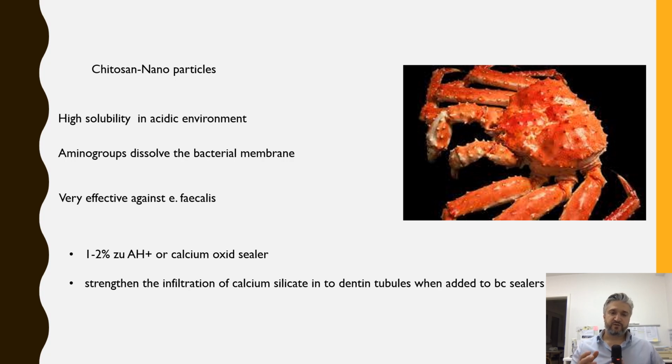This has many favorable properties if we use it with the sealer. It has high solubility in an acidic environment. It has amino groups that dissolve the bacterial membrane, and it is very effective against Enterococcus faecalis. Enterococcus faecalis is well known to be strongly resistant to antimicrobial agents. Adding 1 to 2% of chitosan nanoparticle to AH Plus or calcium oxide sealer strengthens the infiltration of this material into the dentinal tubules. This makes the adhesion of the sealer to the wall very strong, so the possibility of getting voids will be very small.